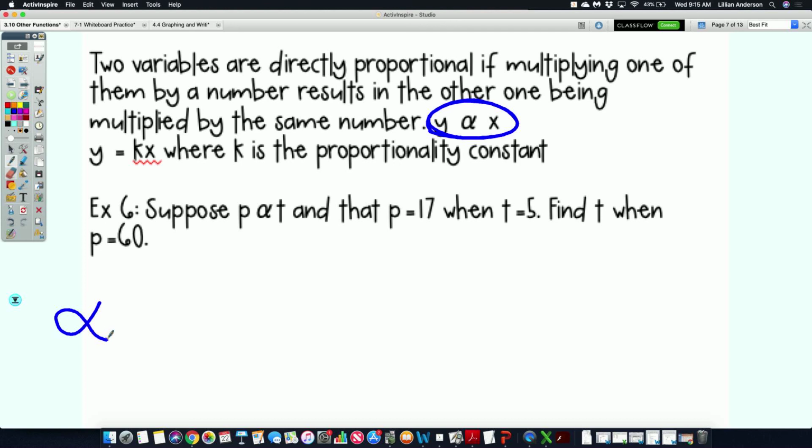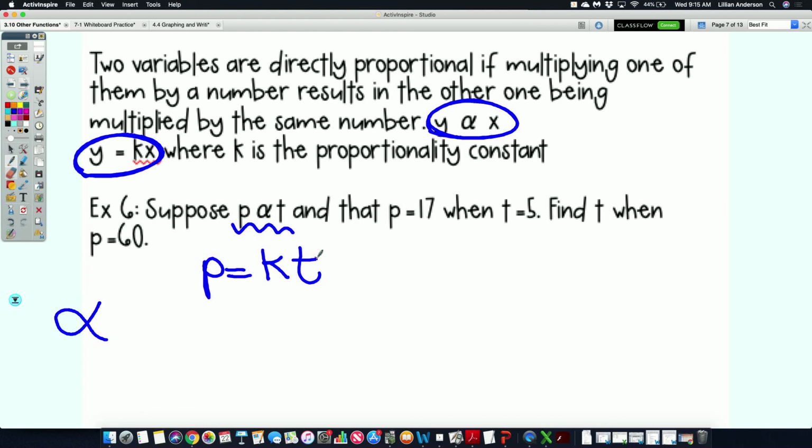So, how is this used when you're trying to solve a problem? In example 6, it says, suppose p alpha t, in other words, that is the notation for direct variation. Instead of y, we have what? P. Instead of x, we have t. So using this equation, it would be p equals k times t. All I'm doing is substituting in the appropriate letters, so then that way when I create my equation, I know exactly what to plug in.